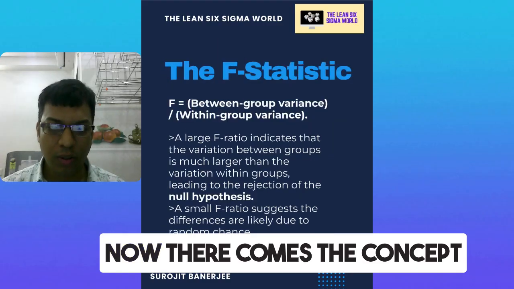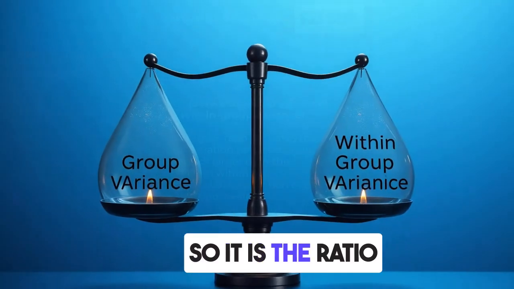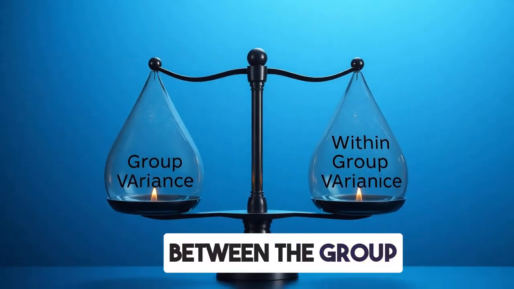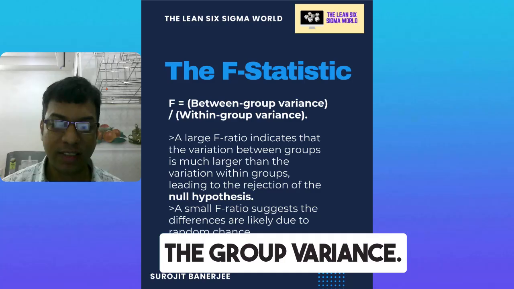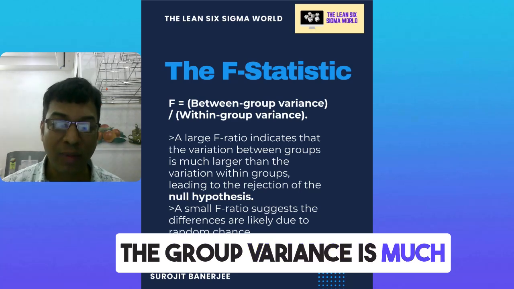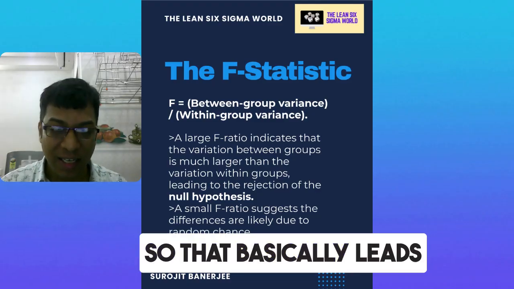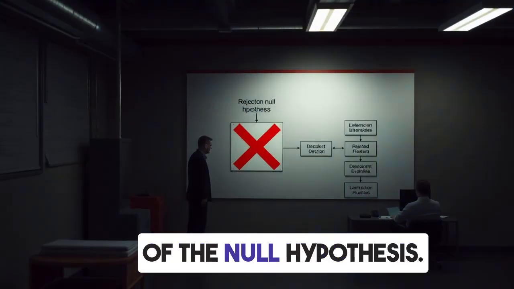Now comes the concept of the F statistic. It is the ratio between the between-group variance and the within-group variance. A larger F ratio indicates that the between-group variance is much more than the variation within the groups. That leads to the rejection of the null hypothesis.